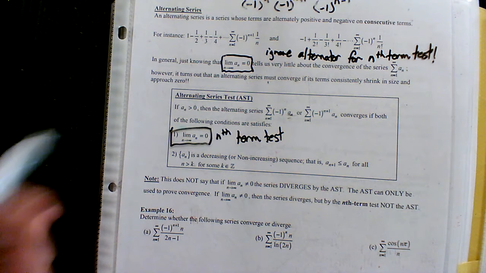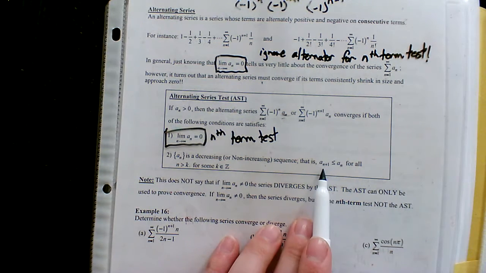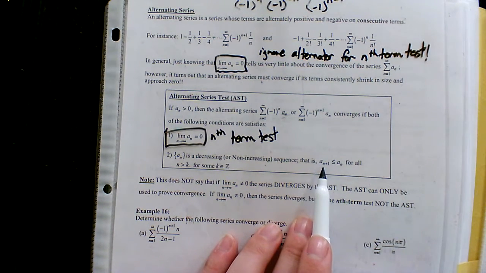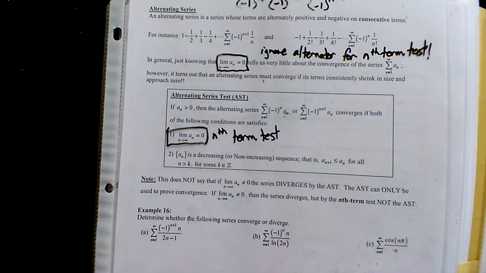The a_n is a decreasing or non-increasing sequence. So that is each term that follows the previous term is smaller than that term. So about 99% of the time that will happen. You're probably not going to see many scenarios where that doesn't happen.